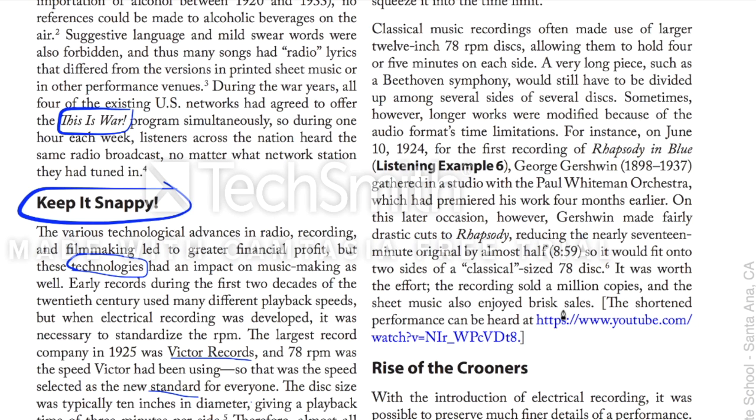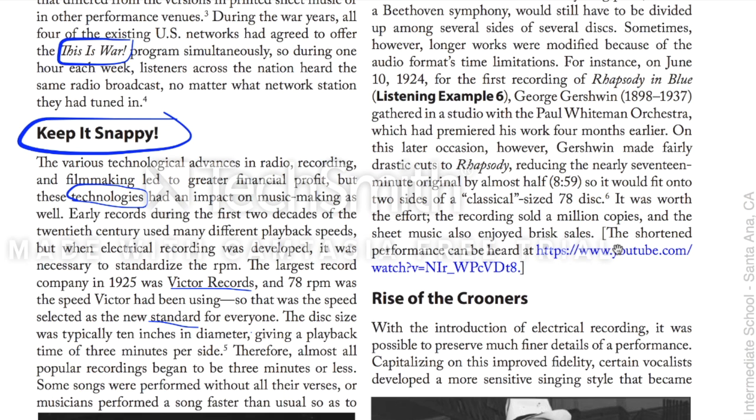It was worth the effort. The recording sold 1 million copies, and the sheet music also enjoyed brisk sales. Here's an example of the shortened performance.